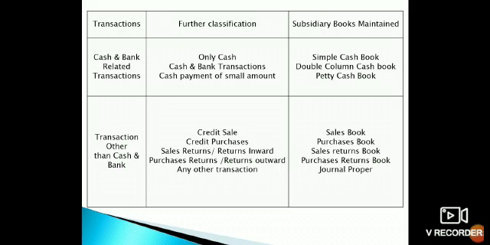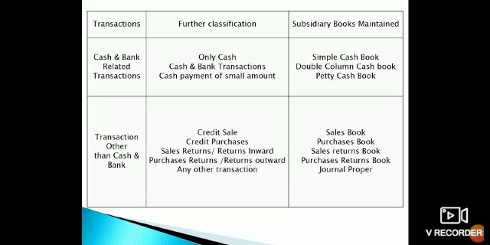All the cash related transactions are entered in simple cash book. All the cash and bank related transactions are entered in double column cash book. Small amount of cash payment is entered in petty cash book. Only credit sales are entered in sales book and only credit purchases are entered in purchase book. Why? Because cash sales and cash purchases will be entered in the simple cash book.